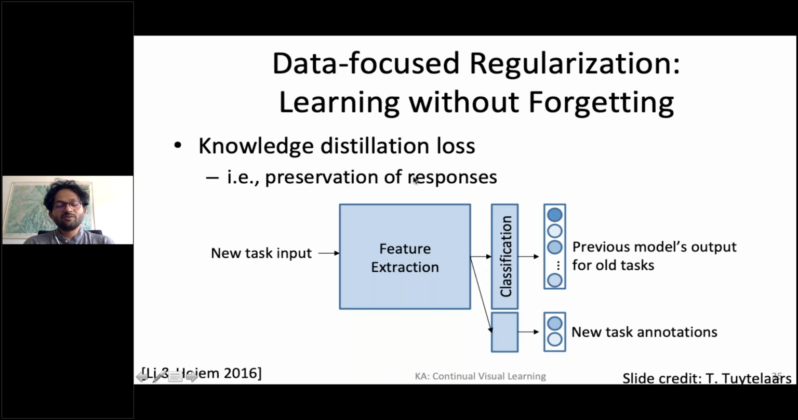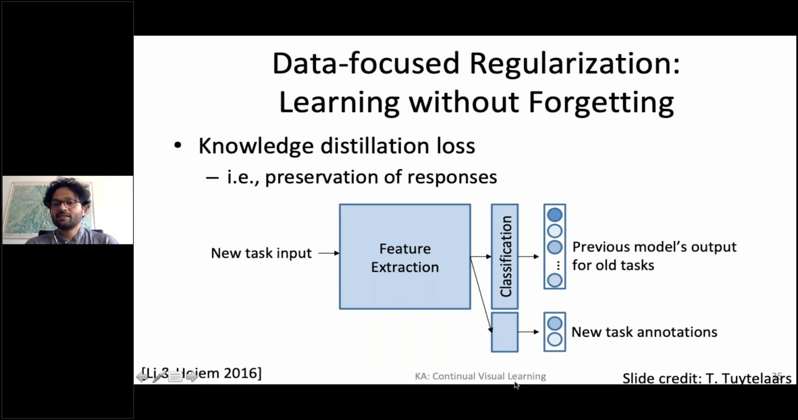Simply put, the idea here is for us to preserve the responses of the previous model. When we have a new task, we will still be fine-tuning the entire network. We will be learning the new layer that we have for the new task. But we are also going to learn the last layer corresponding to my old tasks. In this case, we're not going to use the standard loss, because we don't have any samples that correspond to my old classes.